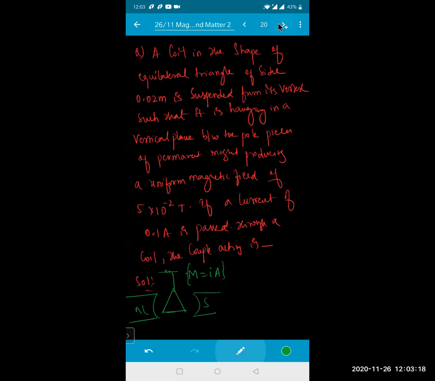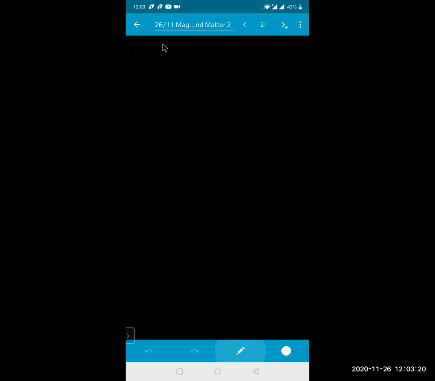What is the torque formula? Tau is equal to M into B into sin theta. Theta is not given, so what can I take right now? Magnetic moment M is equal to I into A. The current is given as 0.1 ampere.